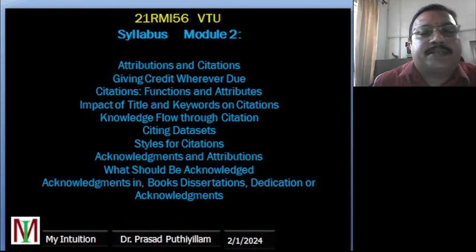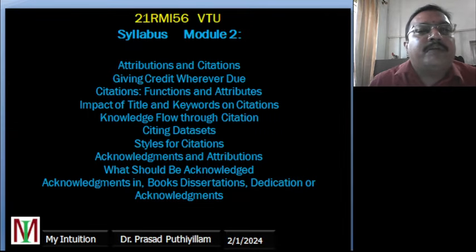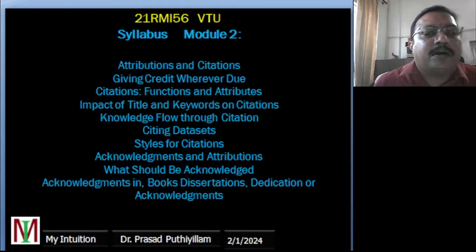Attributions and citations is another set of module 2. Giving credit wherever due, that is explaining how we have to acknowledge others' work. When we publish our work, we will be referring to some others' work, and how it has to be done. Then citations, functions and attribution, that is how to mention their work, that I have explained with examples in that particular portion.